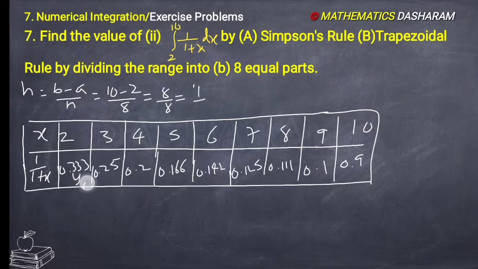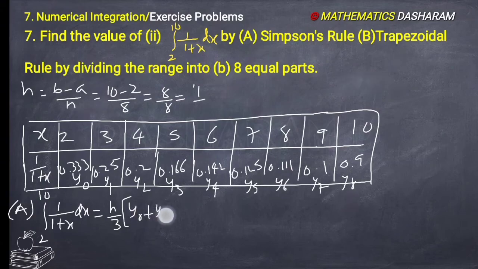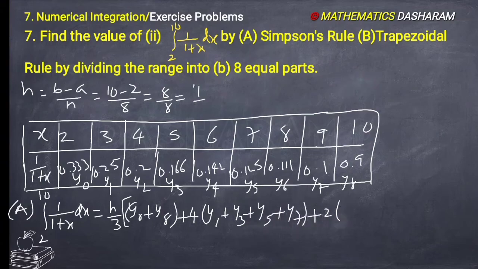Here let's check y0, y1, y2. So here the first one, that is Simpson's rule, integration 2 to 10 of 1 by 1 plus x dx equals h by 3 bracket of the sum of the first and last ordinates, so y0 plus y8, plus 4 into the odd ordinates y1 plus y3 plus y5 plus y7, plus 2 bracket of the even ordinates y2 plus y4 plus y6. Now substitute the values in this.